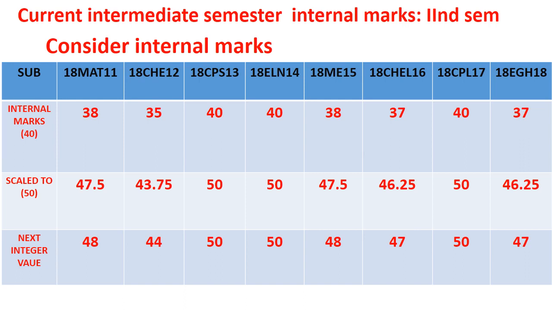These marks should be scaled to 50. So 38 becomes 47.5, 35 becomes 43.75. What is the formula? If you want to convert 38 to 50, 38 into 50 divided by 40. This is the converted mark out of 50. Next we take the next integer value as per the circular: 47.5 becomes 48, 43.75 becomes 44, 50 stays as it is, 47.5 becomes 48, 46.25 becomes 47, 46.25 becomes 47. These are the internal marks of the second semester scaled to 50.